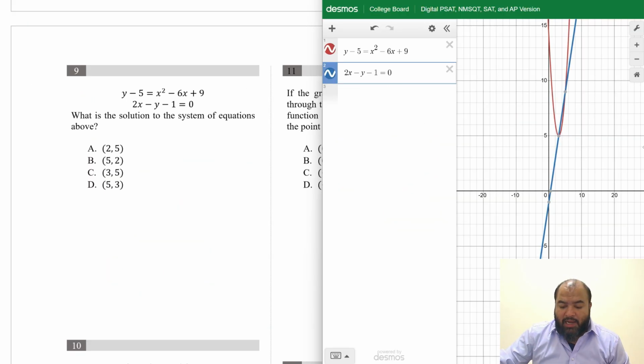For number 9, I am not going to solve it manually because we have decimals. So I just typed it into Desmos. Here I got two solutions: one is 3 and 5, and the other is 5 and 9. A solution is where the two graphs intersect. So 5 and 9 is not one of the options, but 3 and 5 is. So C is the answer.